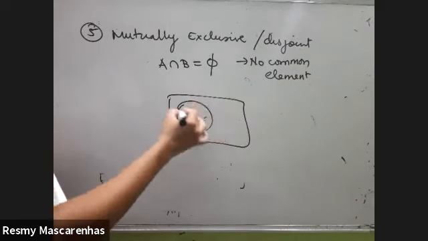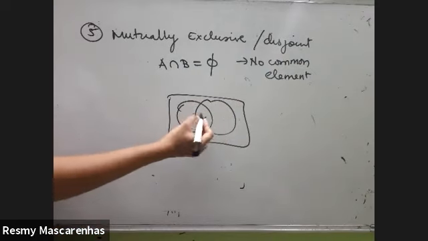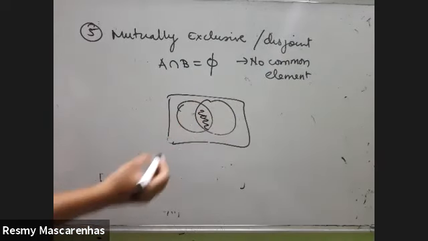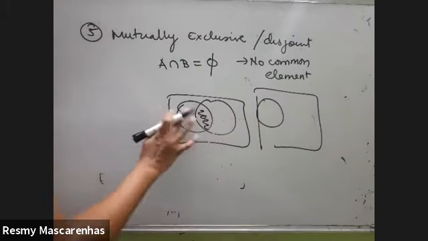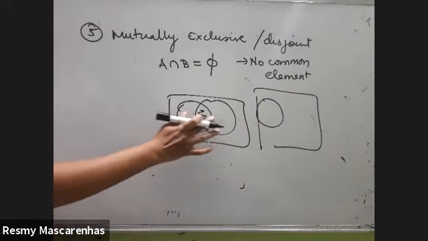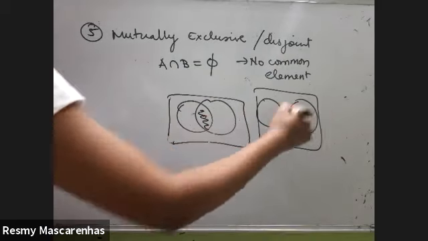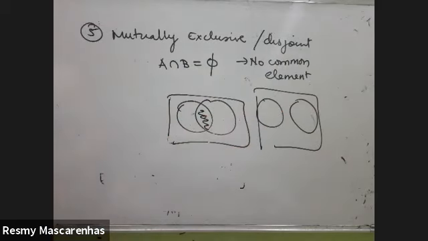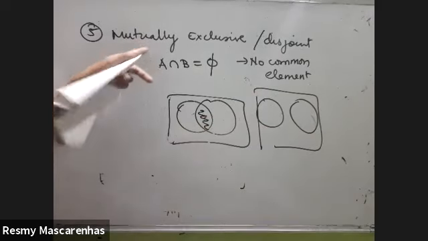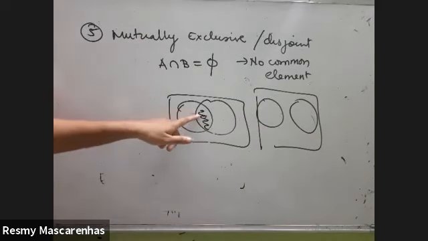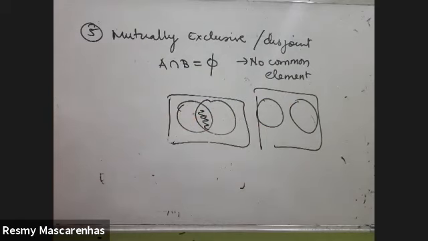This happens when they have something in common between them, and disjoint events are when they have nothing in common. This one and this one have nothing in common, so they will be separate. So this will be disjoint, also called mutually exclusive. The intersection is an empty set.